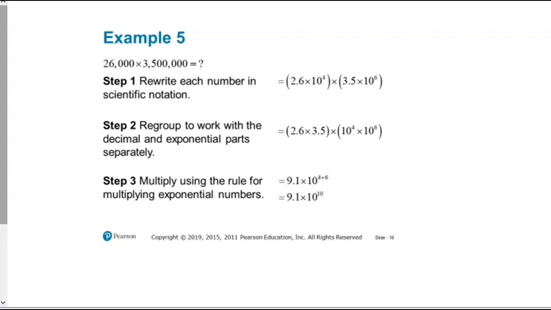26,000 times 3,500,000, we'll go ahead and group the 2.6 and 3.5 after you've converted it into scientific notation, and you're going to regroup the 10 to the 4th and 10 to the 6th, and multiply 2.6 times 3.5 and you get 9.1. Multiply 10 to the 4th and 10 to the 6th and add the exponents just like we were learning in the last video for this module, and you get 9.1 times 10 to the 10th, and that's the way to multiply scientific notation.